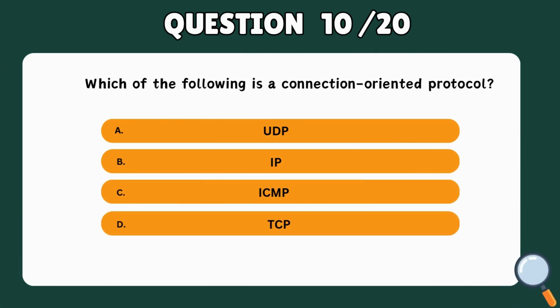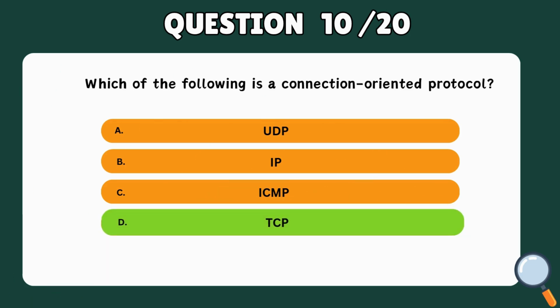Question 10. Which of the following is a connection-oriented protocol? A. UDP. B. IP. C. ICMP. D. TCP.